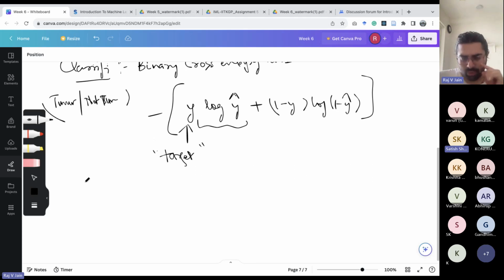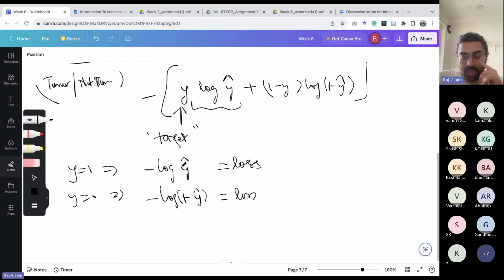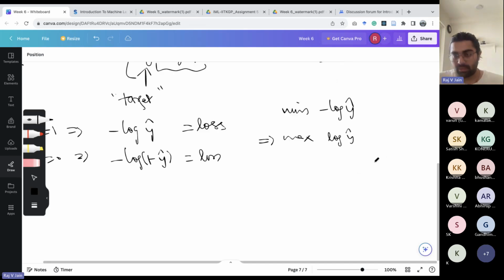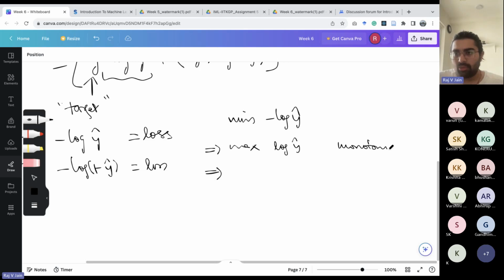So what are we saying? Let's say y is 1. Then my loss is minus log y hat. When y is 0, my loss is minus log of 1 minus y hat. When y is 1, you have to minimize the loss. Always, loss has to be minimized. Minimizing minus log y hat means maximizing log y hat. Log is a monotonic function, so maximizing log y hat means maximizing y hat.